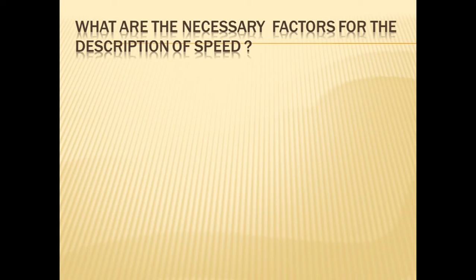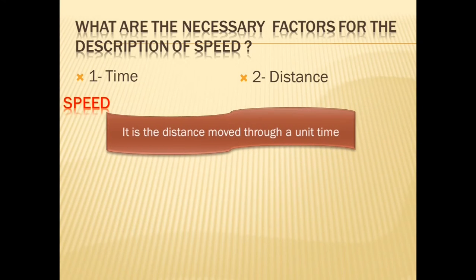Okay? So, after all we have said, can you conclude what are the necessary factors for the description of speed? We have only two factors, time and distance. So the speed, again, is the distance moved or the distance covered through a unit time. When the time decreases, the speed increases. They are inversely proportional. And as the distance increases, the speed increases. They are directly proportional.